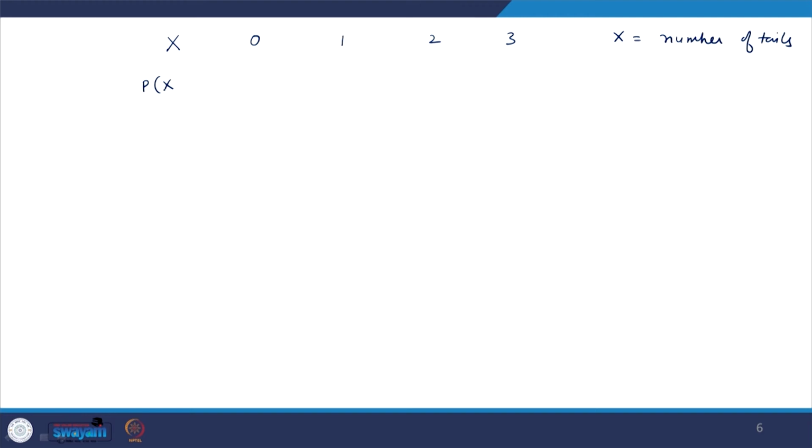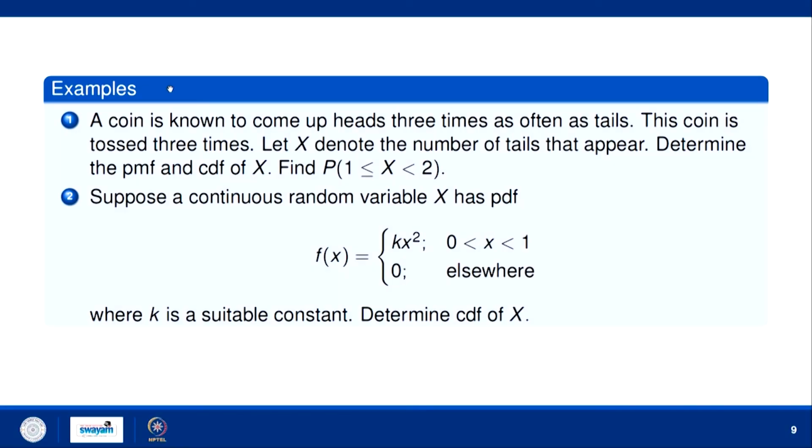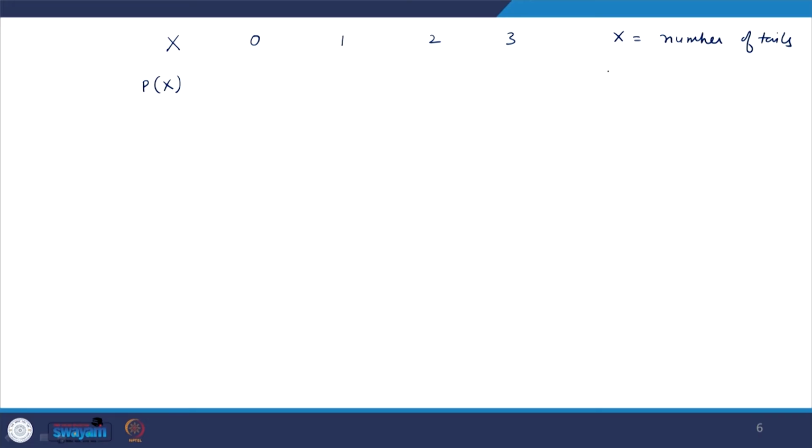Okay. Now, what will be probability of x? First, it is not the equal probability of head and tail. Here the probability of head is 3 times as often as tails. So, basically probability of getting head is 3 by 4 and probability of getting tail is 1 by 4. Okay. Now, if we are finding 0 tail, so out of 3 coins there is no tail. And probability of getting head is 3 by 4 and probability of getting tail is 1 by 4. So, that is very clear because there is no tail, that means all 3 are head. So, that means 3 by 4 into 3 by 4 into 3 by 4.